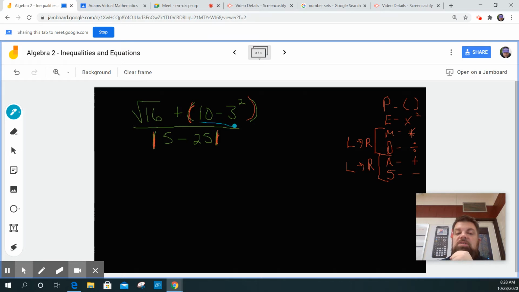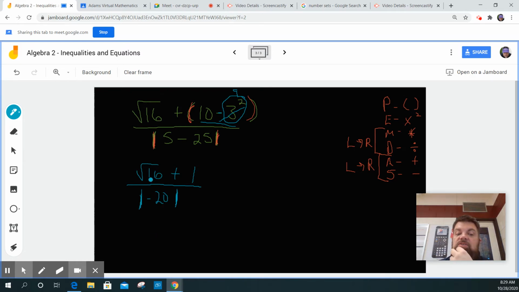So when I go to do this portion, I've got to do the exponents first before I subtract. If I were to write all this out, I'm going to say the square root of 16 plus. Now to simplify the inside, I've got to say 3 squared, which is 9. So then I have 10 minus 9, which is just 1. Then on the bottom, I've got 5 minus 25. So I'm going to take the absolute value of negative 20.